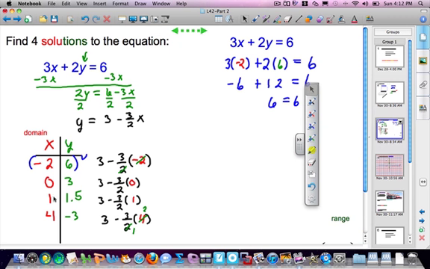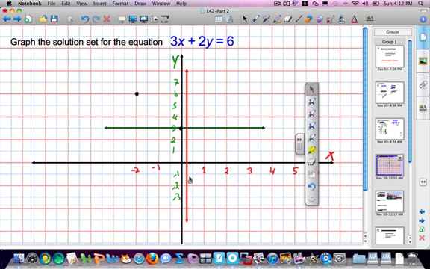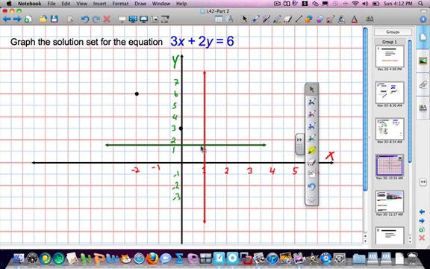Our next point is at 1 and 1.5. Moving my x value to 1, my y value to 1.5. That intersection point is the point 1, 1.5.